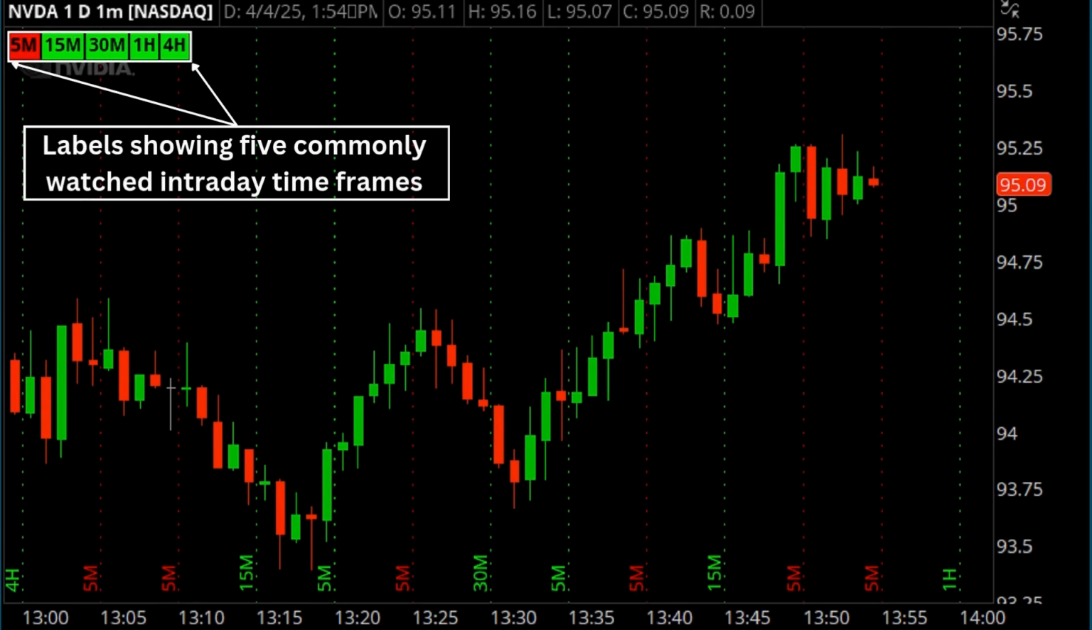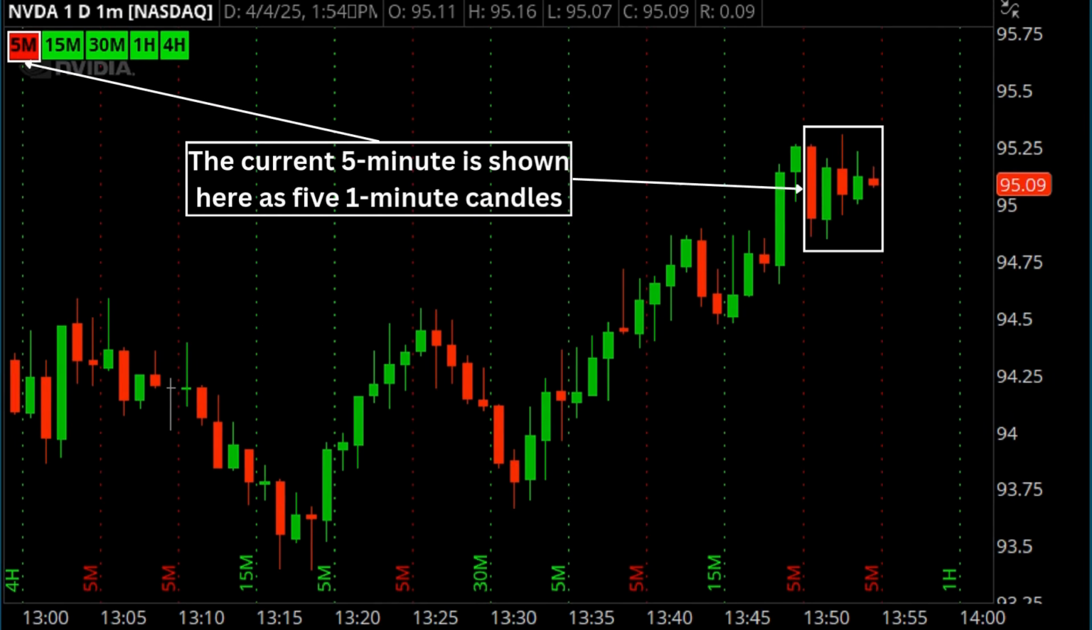At a glance, this row of color-coded labels presents the 5 most commonly watched intraday time frames. A 5-minute label stands in contrast to the 15-minute, 30-minute, 1-hour and 4-hour charts, revealing where short-term weakness may diverge from the broader trend. The 5-minute label is represented by 5 individual 1-minute candles on the chart. Here, short-term price action is building the current 5-minute formation, giving insight into consolidation or reversals within the 5-minute range.